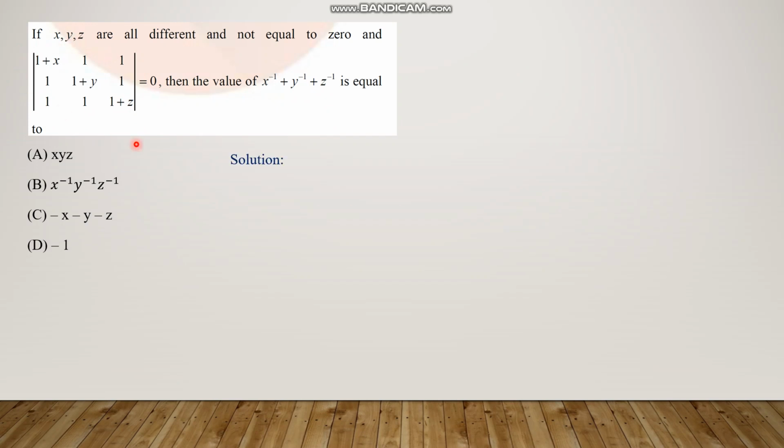So we try to apply one operation, that is, we change R1 to R1 minus R2 and we change R2 to R2 minus R3. Then the determinant becomes: R1 minus R2 will be 1 plus x minus 1, which is x; 1 minus 1 plus y will be minus y; 1 minus 1 is 0. Similarly, R2 changed to R2 minus R3 will give us 1 minus 1, which is 0; 1 plus y minus 1, which is y; 1 minus 1 plus z will be minus z, and we will keep R3 as it is.